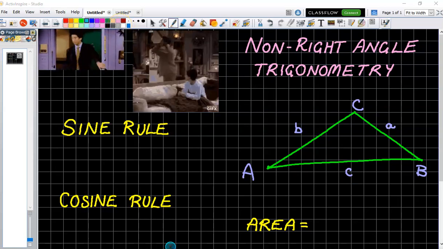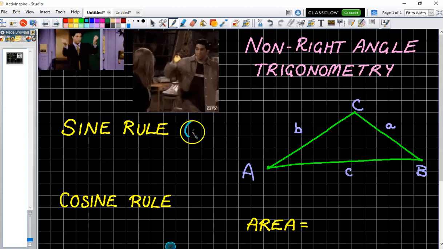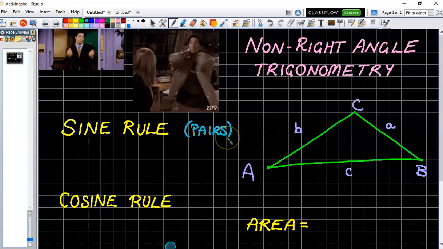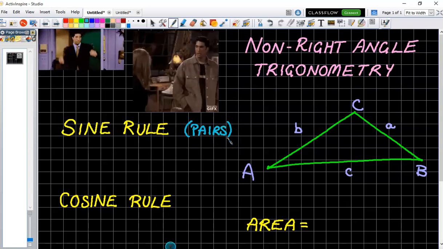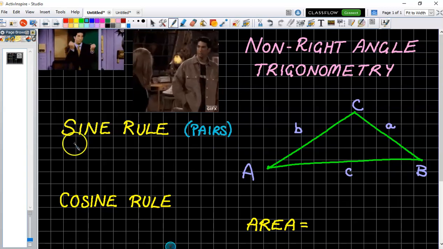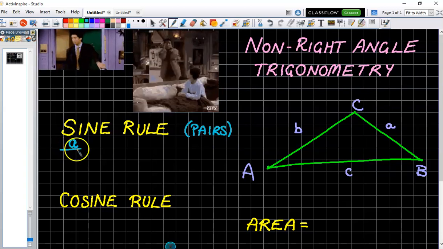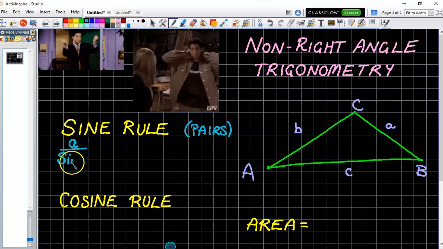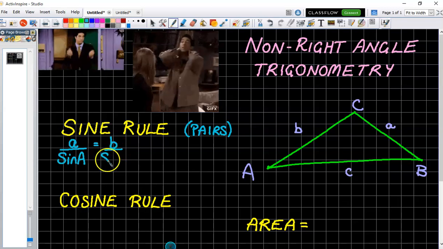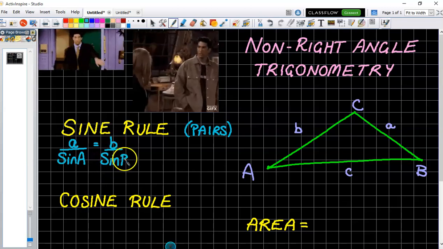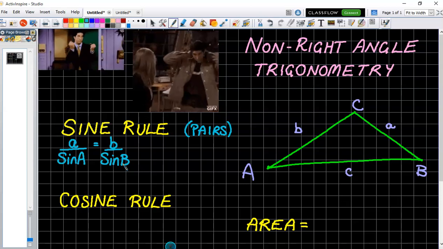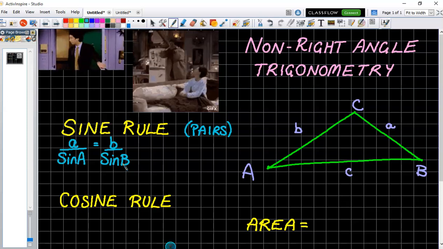Looking at the sine rule first. And the sine rule is all about pairs. By that, I mean an angle and its opposite side. So our sine rule, I know you're looking up there, but let's go. We're going to write it like this first, please. a over sine A equals b over sine B. And if you really wanted to, we could say equals c over sine C, but we're never going to need 3 pairs. We only need 2.